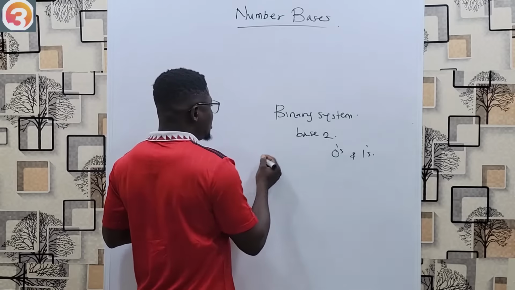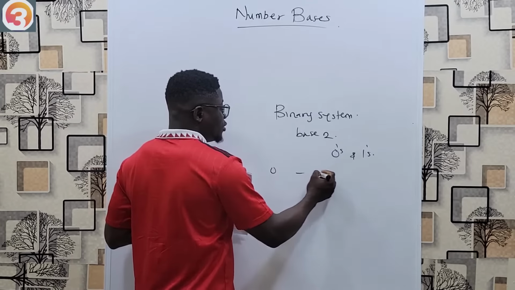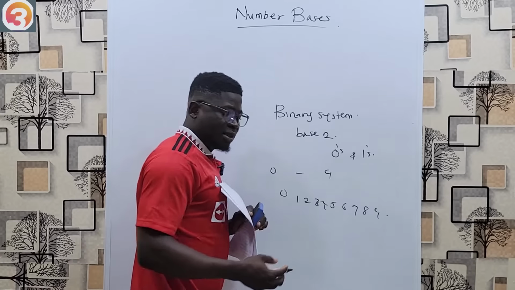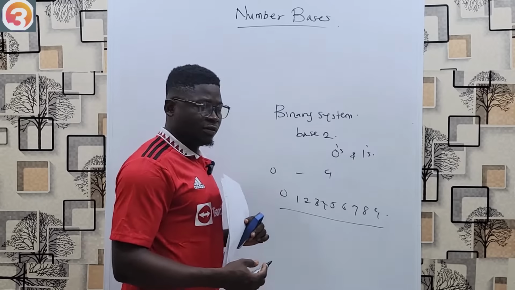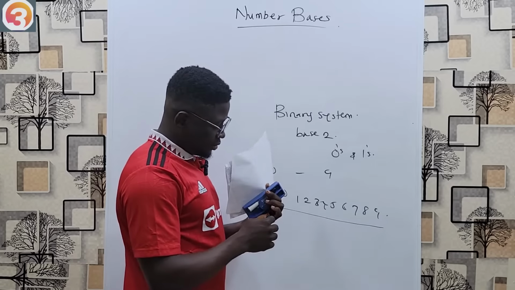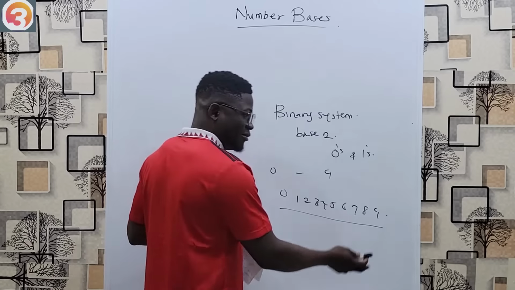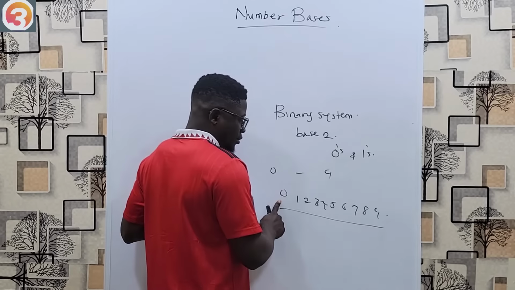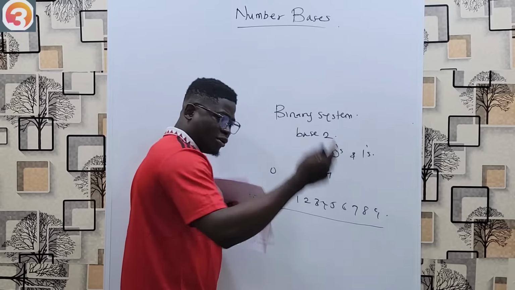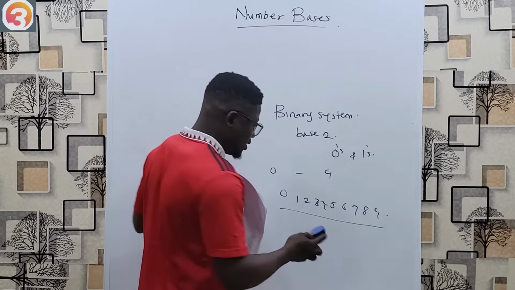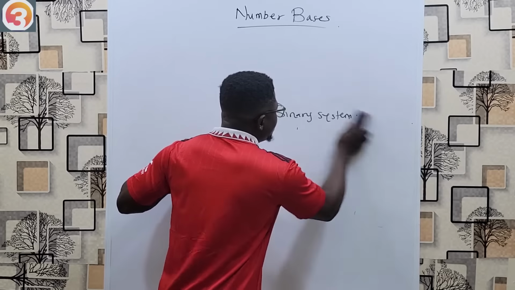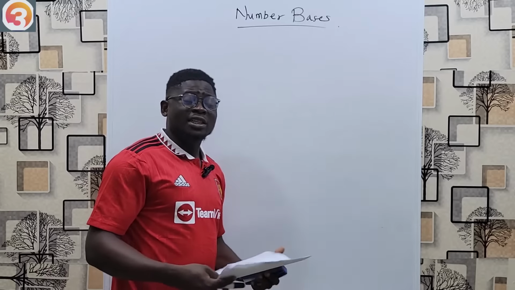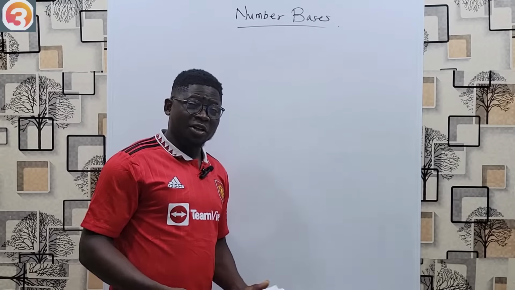For base 10, we have 0 to 9. So 0, 1, 2, 3, 4, 5, 6, 7, 8, 9. That is what the base 10 system comprises. That's why after 9, we now get to 10, then 11, that is 1 and 0, 1 and 1, 1 and 2, 1 and 3, and continuously. So that is the base 2 system, and the binary system is very important because it helps those of you that are computer programmers that have knowledge in coding. The binary system is very useful in coding.